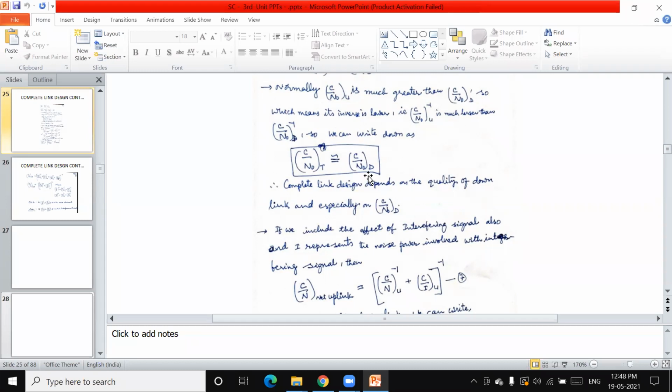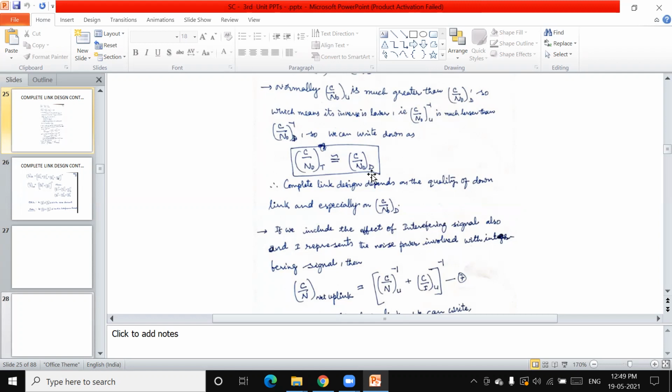So now this is the complete link design. When you are designing this, you need to consider that this C by N naught D is of much more importance, and you need to consider it when you are designing the complete link. This value, especially C by N naught D, is important.